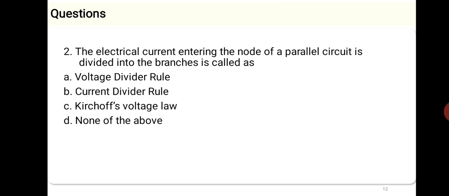Next multiple choice question. The electric current entering the node of a parallel circuit is divided into branches is called as: option A, voltage divider rule; option B, current divider rule; option C, Kirchhoff's law; option D, none of the above. The answer for this question is option B, current divider rule.